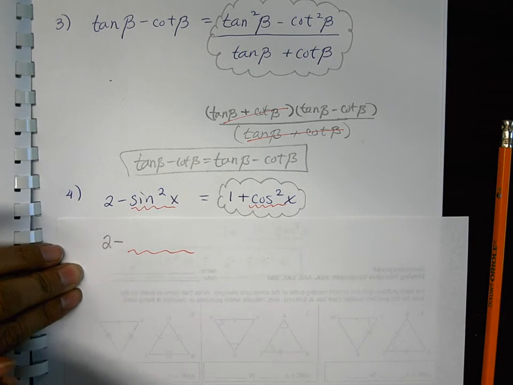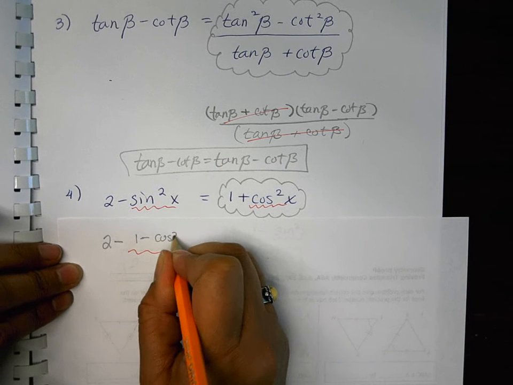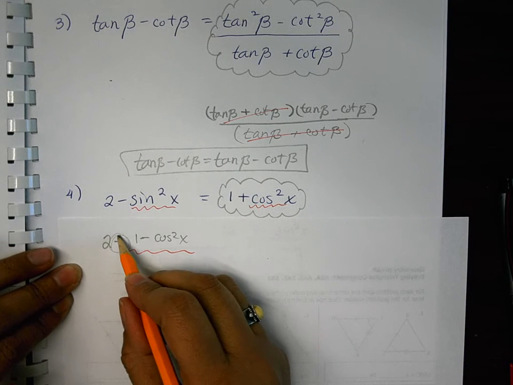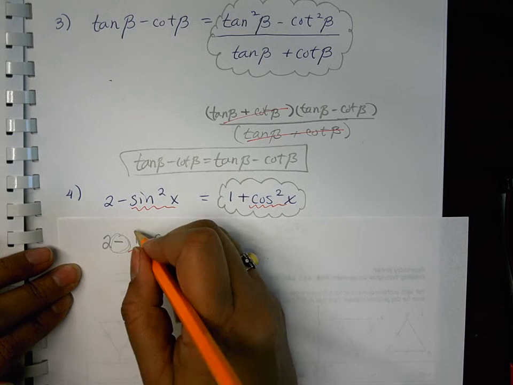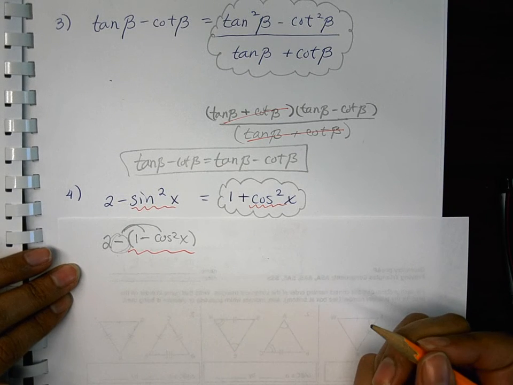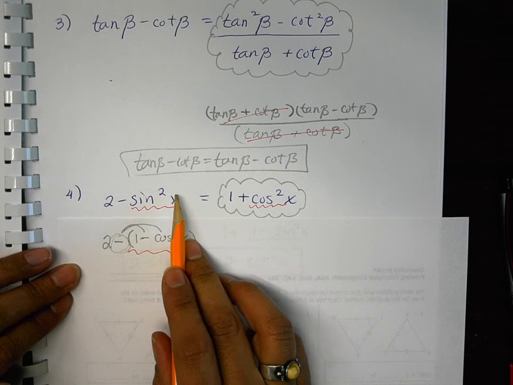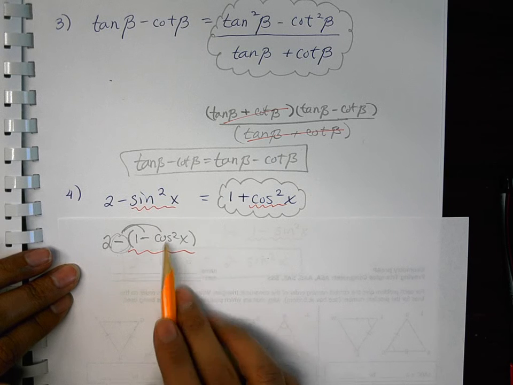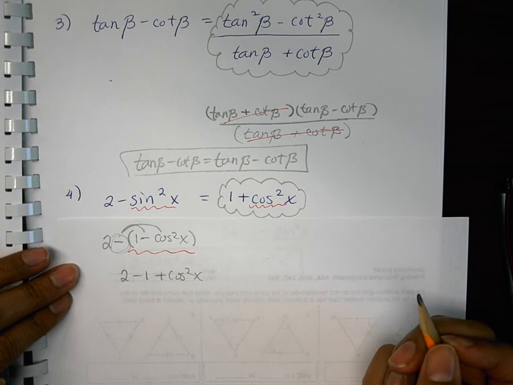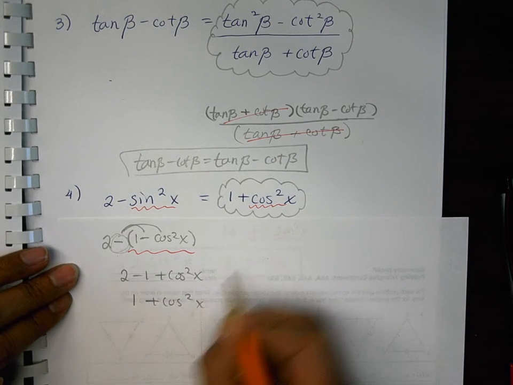1 minus cosine squared. Now, there's one thing I have to keep in mind here that I did not have to worry about on the other one. Anybody tell me what it is? The minus. This is 1 minus all of this. So what do I put around it? Parentheses and distribute. That's the only extra thing you have to worry about, because it's minus all of sine squared. So if I change sine squared to 1 minus cosine squared, it's minus all of it. 2 minus 1 plus cosine squared x. Does it work? Yes. What's 2 minus 1? 1. And is it the right side? Yes, please.